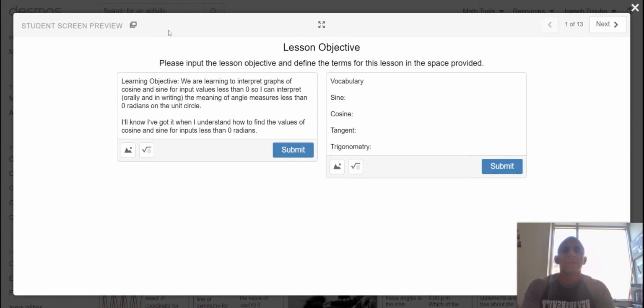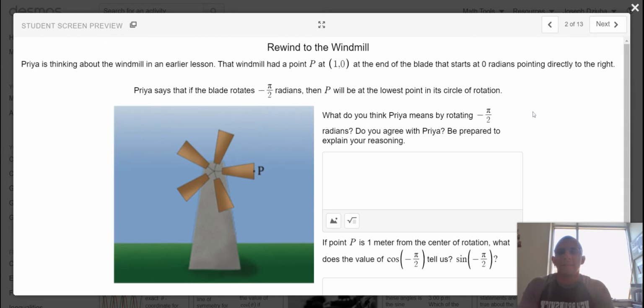So we're going to interpret graphs of cosine and sine for input values less than 0. So we can interpret the meaning of angle measures less than 0 radians on the unit circle. And then obviously we'll know we've got it when we understand how to find the values of cosine and sine for inputs less than 0 radians.